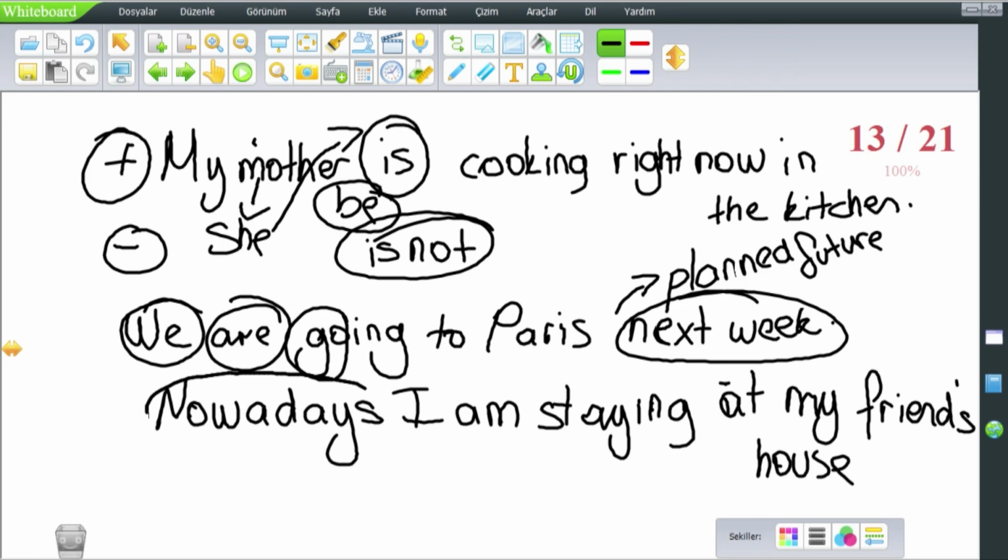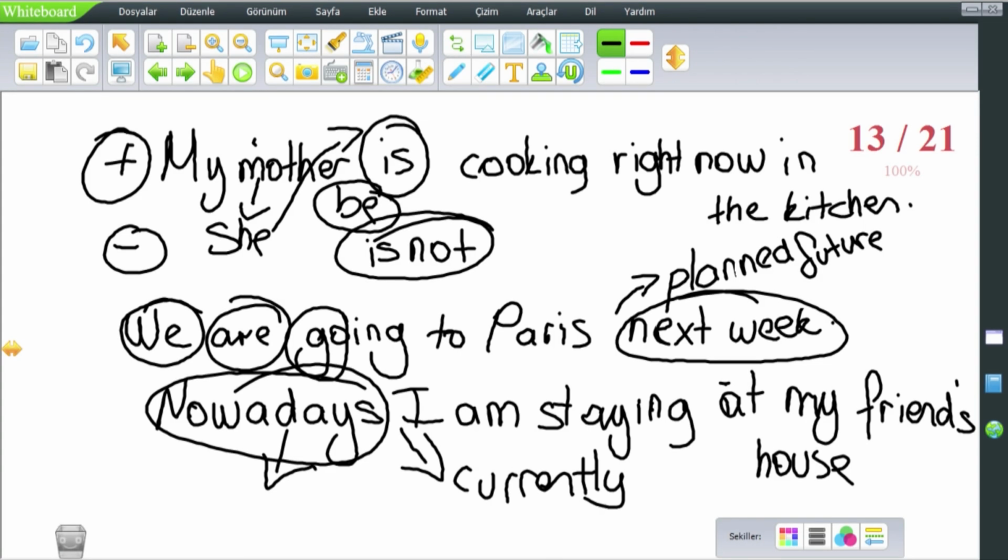Nowadays, I am staying at my friend's house. We also said that we use present continuous in the situations that happen currently, not permanently. That's why I understand that this example is the use of actions that are happening currently. Bugünlerde arkadaşımın evinde kalıyorum. It's not permanent. I'm gonna move out soon. So, yeah.